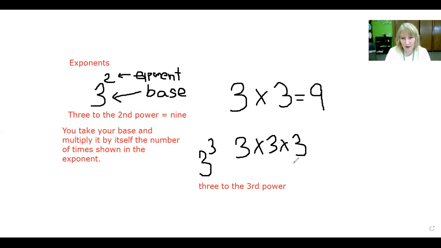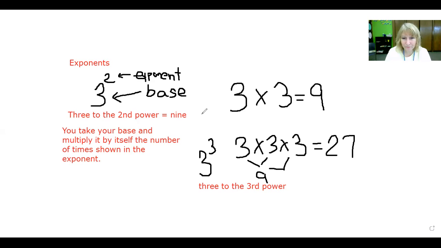So how do we do that? Well, we take them in groups of 2. 3 times 3 is 9. And then we take 9 and times it by the 3. 9 times 3 is equal to 27. So 3 to the third power is equal to 27.